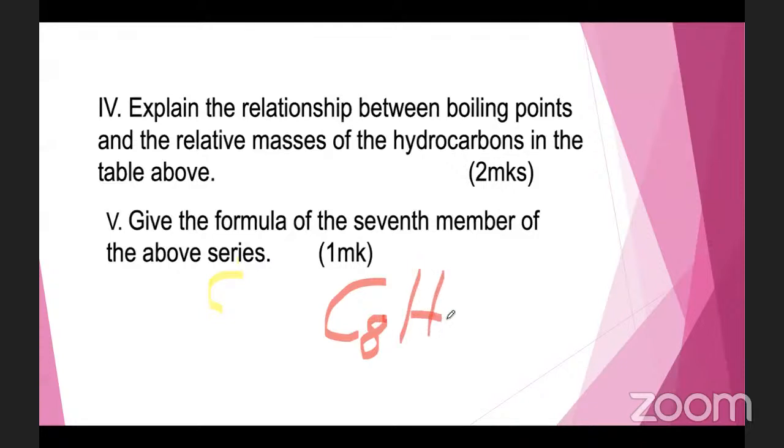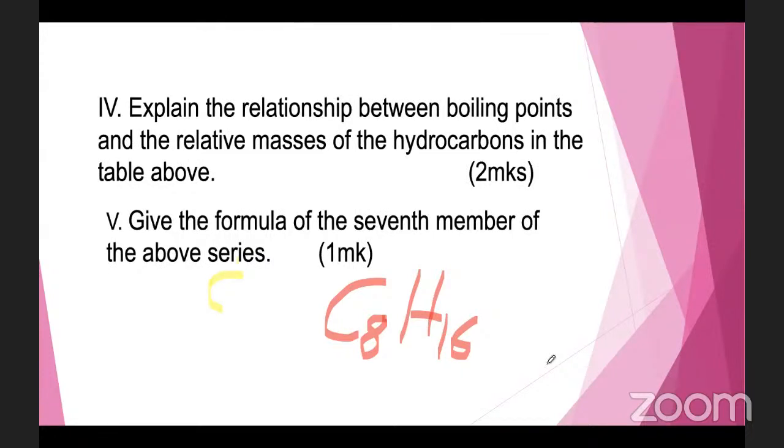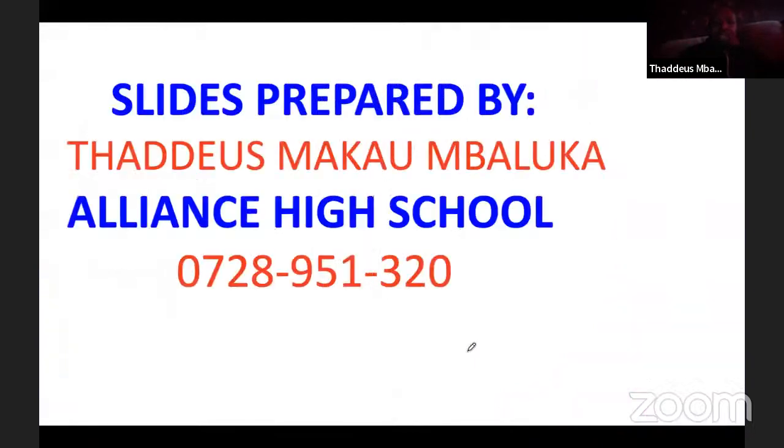Kuna mtu hapo anaona bado anachanganyikiwa. Tukisema the first member iko na 2 carbon atoms, haina moja. So ukiambiwa the fourth member iko na how many carbon atoms? 5. Ukiambiwa the sixth member iko na how many carbon atoms? 7. Unaelewana sasa eh? That's a common mistake with students. Whenever you are told to name the fourth member of alkenes or alkynes, they always assume the first one is methane, which is not there. So make sure that you are able to get that.